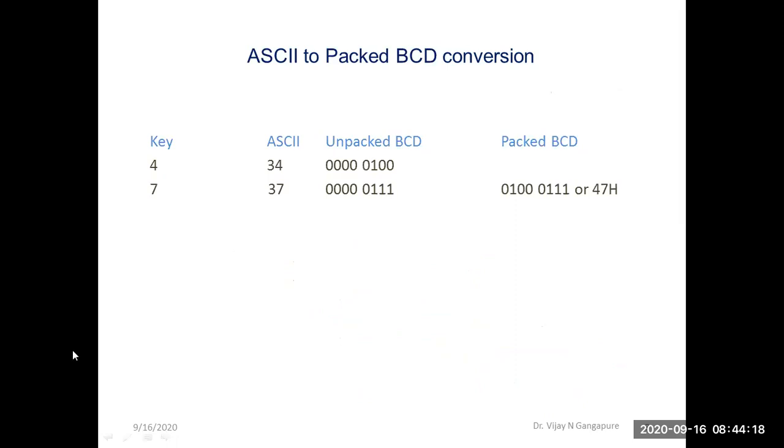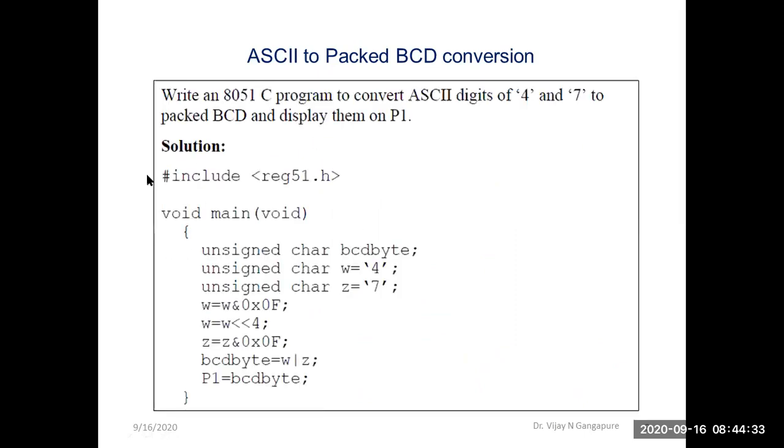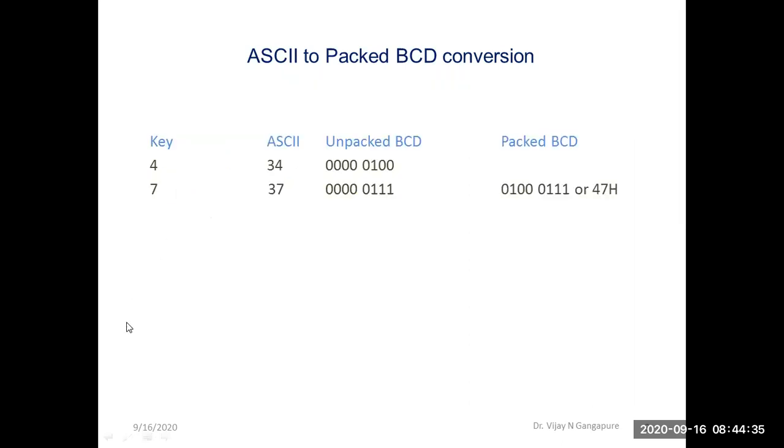Next, ASCII to packed BCD conversion, which is the opposite. If the ASCII code is given, how do we convert it to its BCD format? For example, suppose this key is 4.